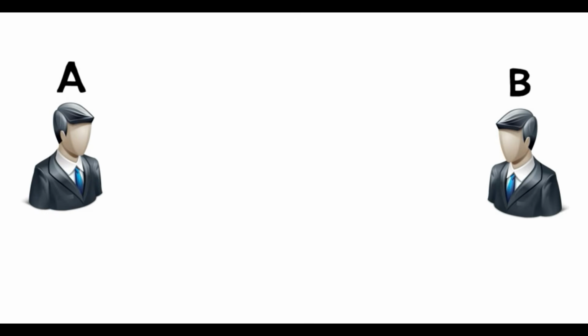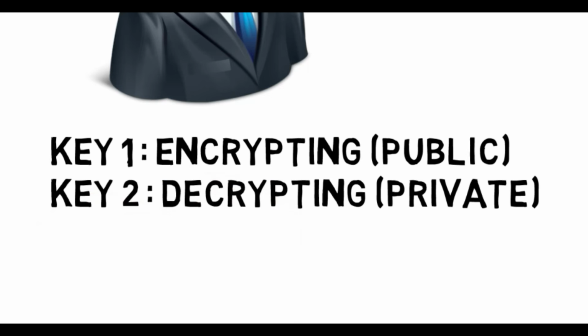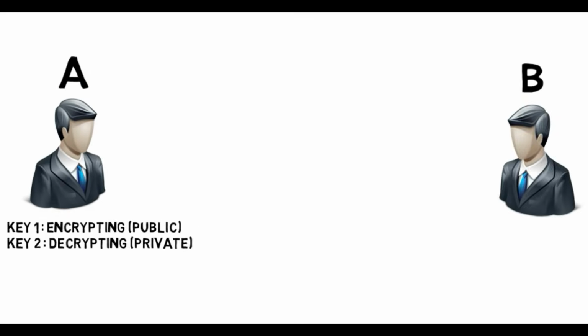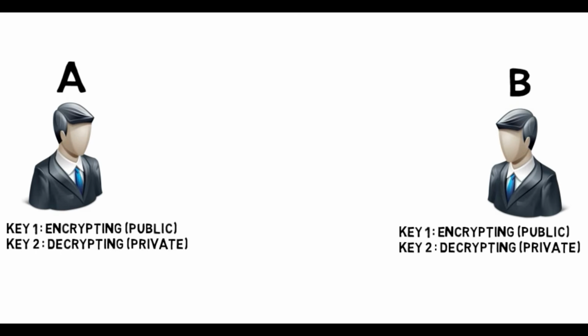So let's say we have two users, A and B. User A wants to send a message to user B while nobody in the middle sees or tampers with the message. With asymmetric encryption, user A will generate two keys. One is used for encrypting the data, and we call it the public key, and the other key is used to decrypt the data. That's called the private key. But you need to know that if I encrypt the data with the private key, I can decrypt it with the public key. So whichever key I used for encryption, the other key will be used for decrypting the data. So both user A and B generate their own public and private keys.